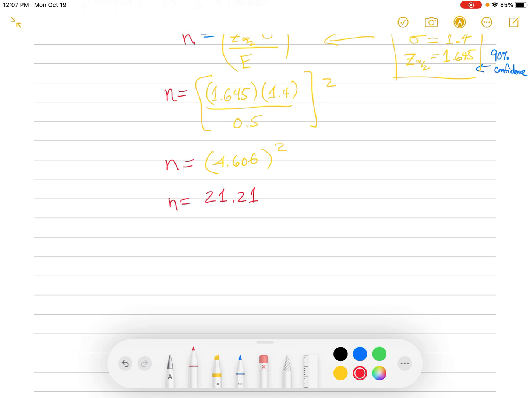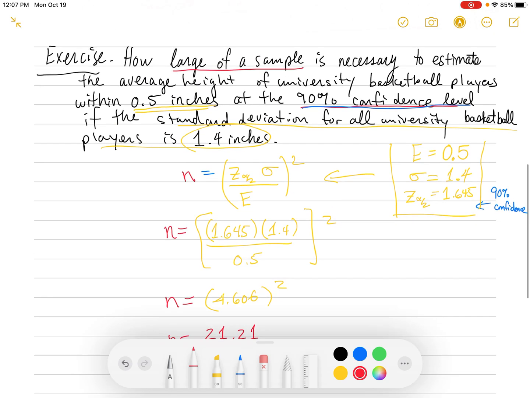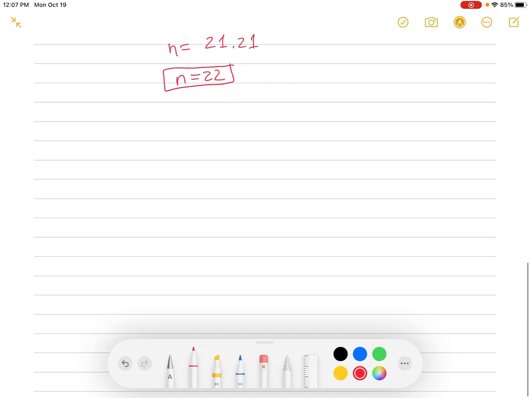Now you always want to round up. If you get a whole number, that's fine. You just leave it as a whole number, but you always round up because you can't take fractions or decimals of samples, right? Samples have to be whole numbers. So you can't take 21.21 basketball players. If you were to have 21 basketball players, that wouldn't be quite enough. So you have to have at least 22. So you need a sample size of 22. You'd have to randomly select 22 basketball players if you wanted to estimate the actual height of all basketball players within 0.5 inches.